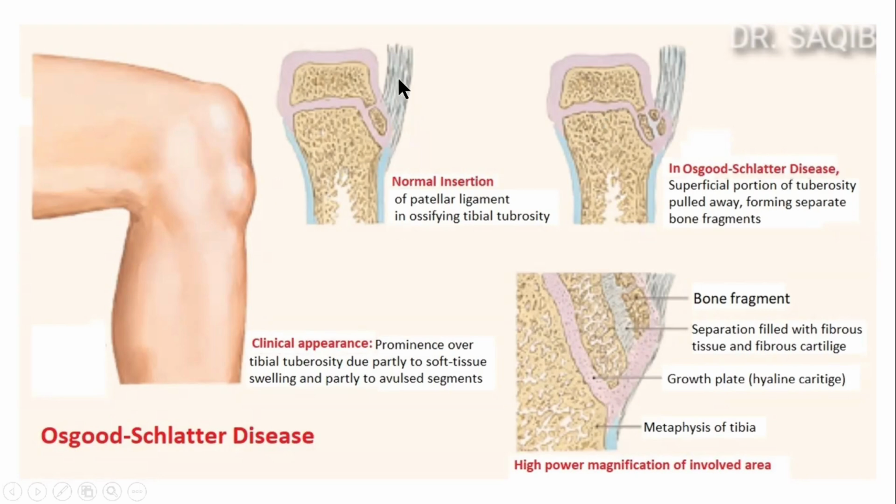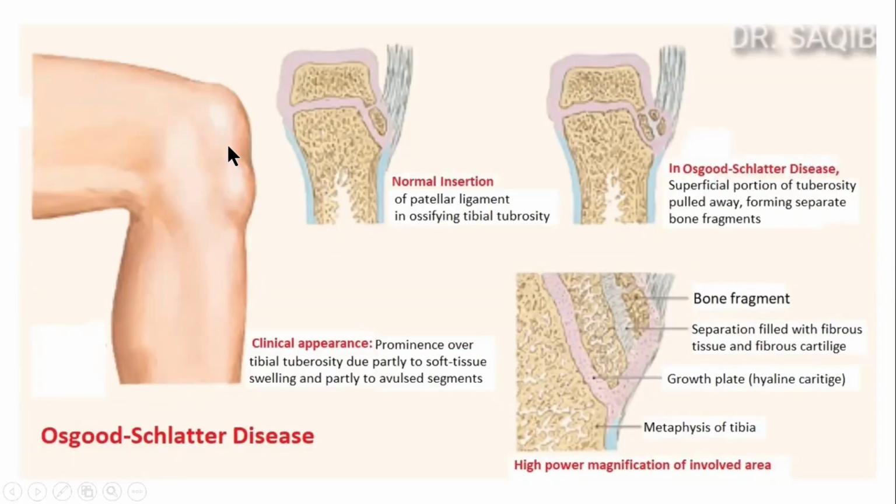This is the normal insertion of the patellar tendon at the tibial tuberosity. And in Osgood-Schlatter disease, the superficial portion of the tuberosity is pulled away, forming a separate bony fragment. Here it is, this is the separate bony fragment. Here, this is the traction apophysitis. And this is a magnified view of the involved area. Here you could see the separation from the fibrous tissue and fibrous cartilage. And the growth plate at the hyaline cartilage, here it is. And this is the metaphysis of the tibia.